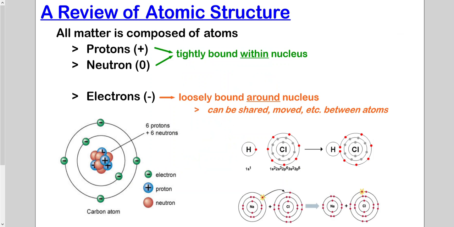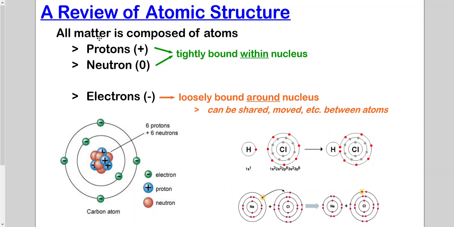So we need to start with a little bit of a review of atomic structure. First, all matter is composed of atoms, and atoms have three main parts: protons, neutrons, and electrons. Protons are represented with a positive charge, neutrons are represented with a zero for no charge, and electrons we represent with a negative sign. Just to review as well, inside the nucleus, we have protons and neutrons, and they're bound really tightly, whereas electrons are loosely bound and go around the outside.